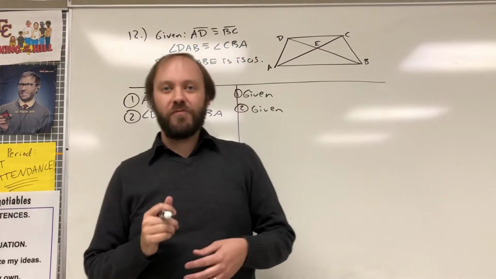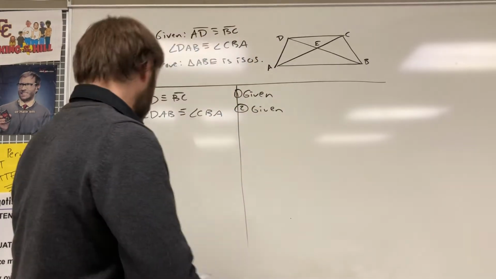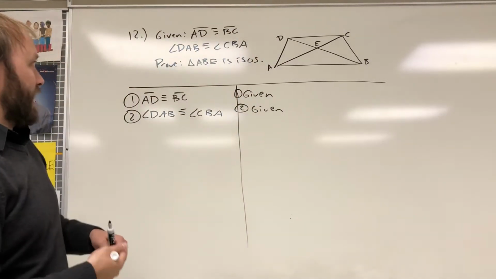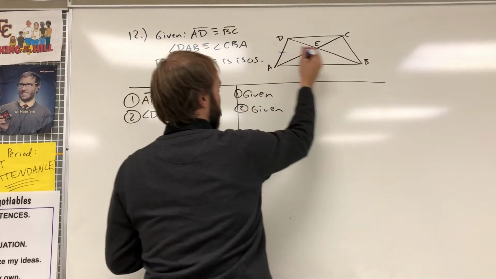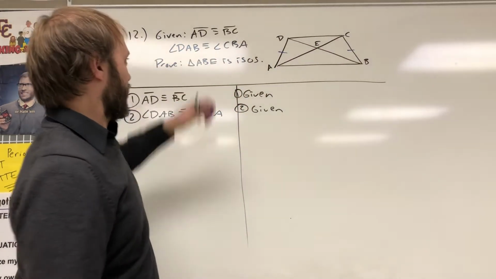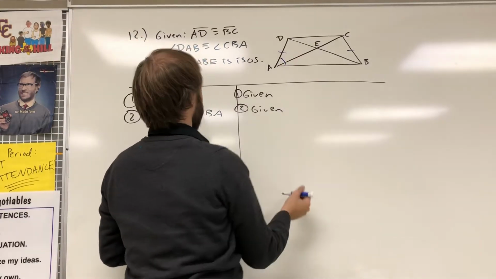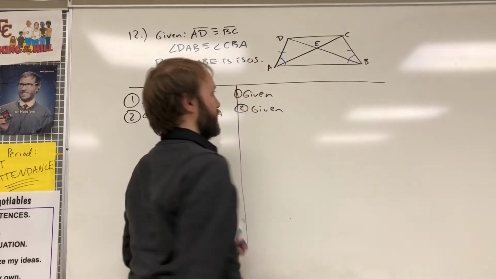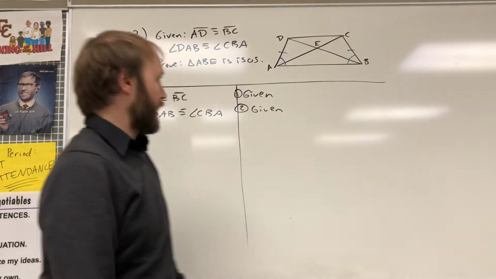This is proof number 12 from the Chapter 3 review. Let's take a look at it. Notice that they're giving me segment AD congruent to BC, so we've got those two segments there congruent. We're also told that angle DAB is congruent to angle CBA, which are those two lower angles there, okay?